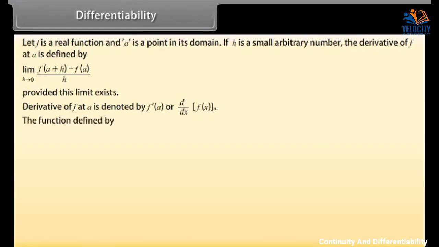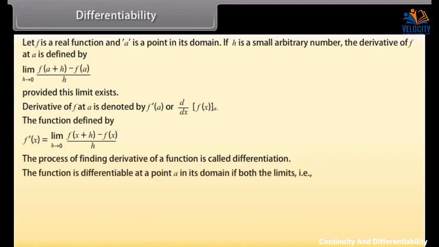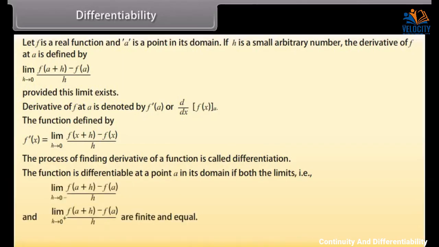The function defined by f dash x is equal to limit h approaches 0 of f of x plus h minus f of x, divided by h. The process of finding the derivative of a function is called differentiation. The function is differentiable at a point a in its domain if both the limits, that is, left-hand limit and right-hand limit, are finite and equal.